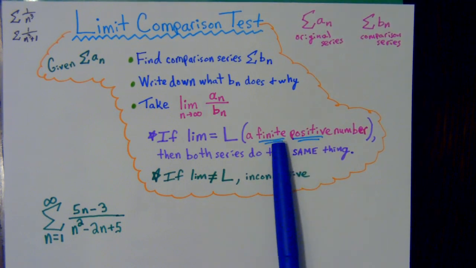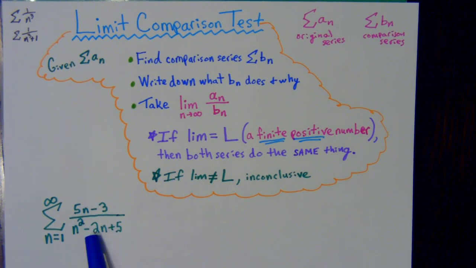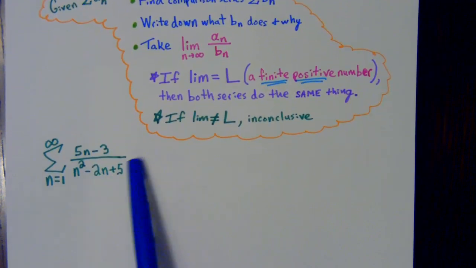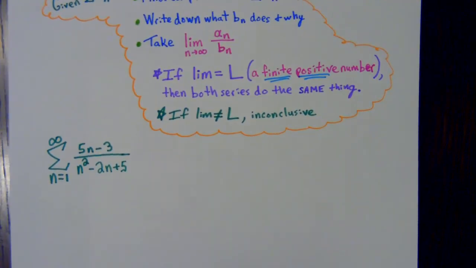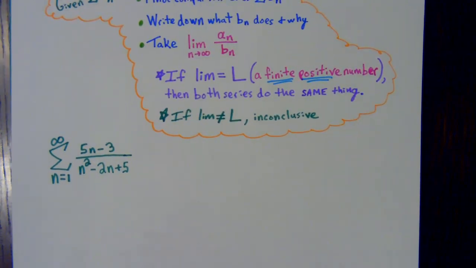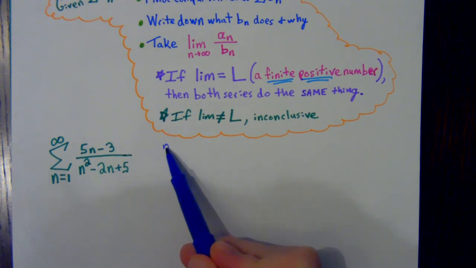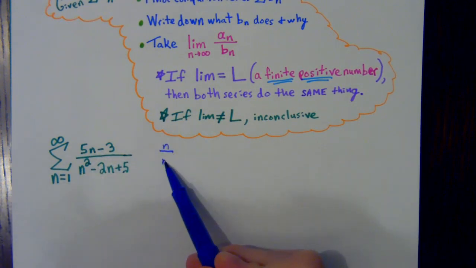Now, finite, you know what finite means. It means it's not infinity, right? And then positive, you know what positive means right there. So finite positive number is what you're looking for. One technique when we have polynomial over polynomials like this, one technique when I'm finding the comparison series, and I'll give you a few other examples after this example, but one technique is just to look at the highest degrees and subtract the highest exponent. So when I look at this, I see n to the first over n to the second.